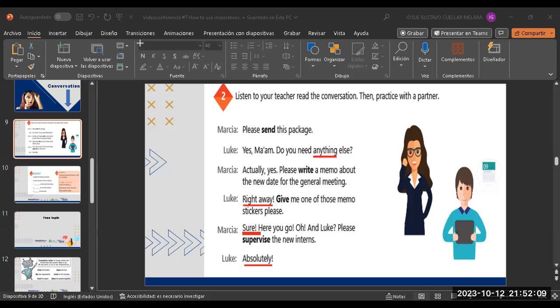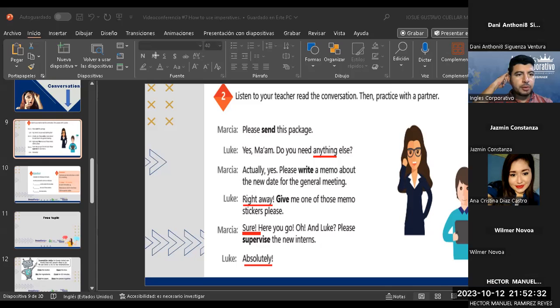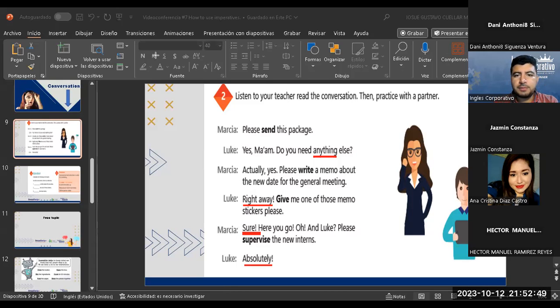Please accept the request. Acepten la solicitud. Ok, veamos acá. Jasmine, tal vez puedes aceptar. Wilmer, Héctor, no sé si ya les llegó la solicitud. Ya acepté. Ok, perfecto.